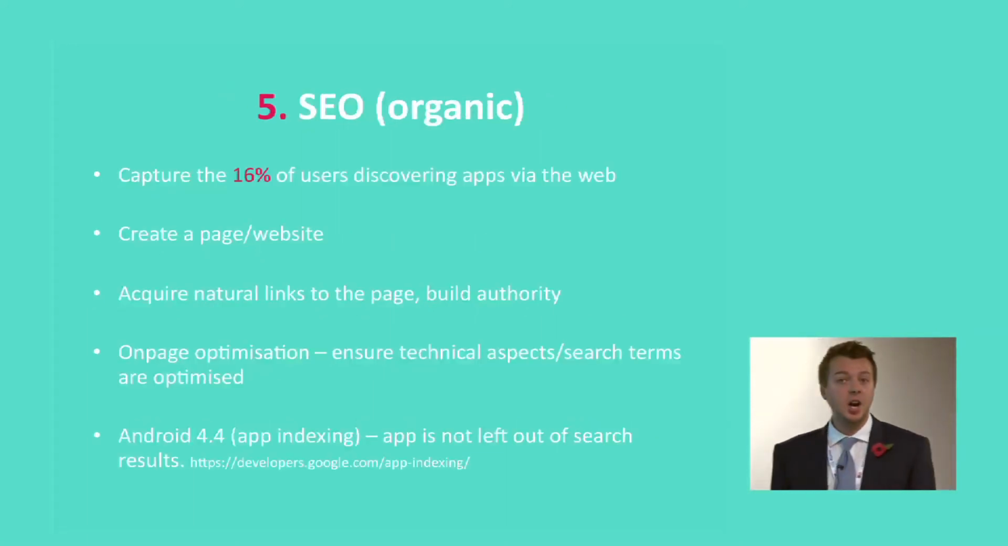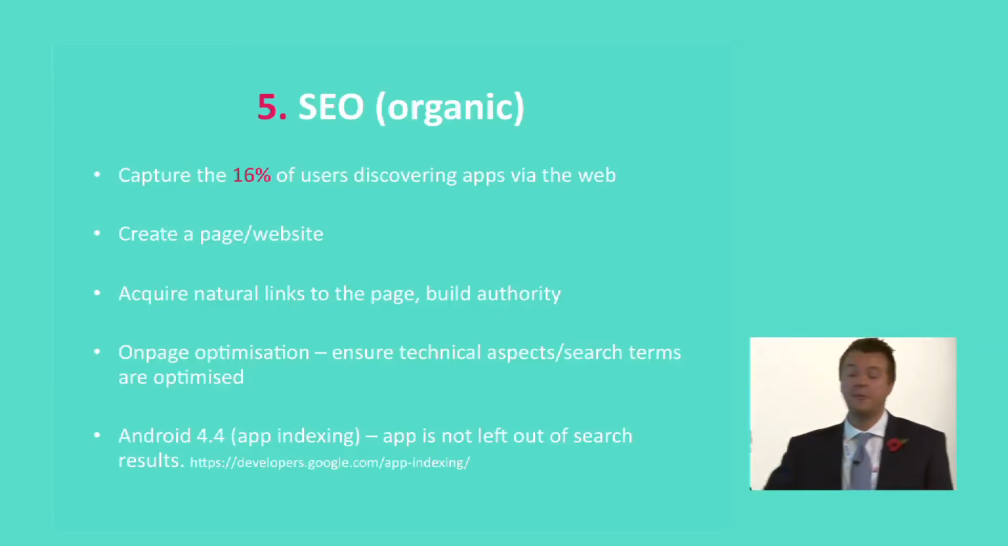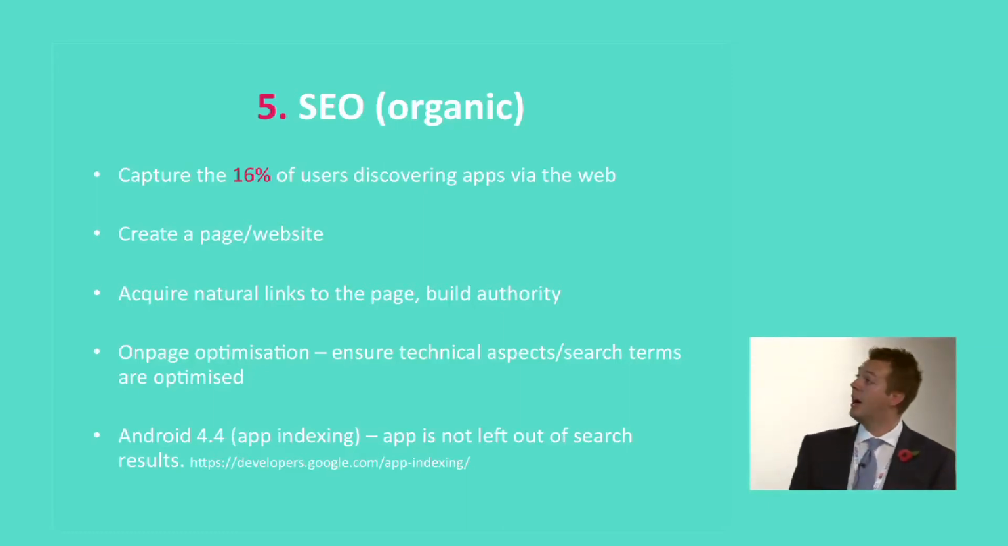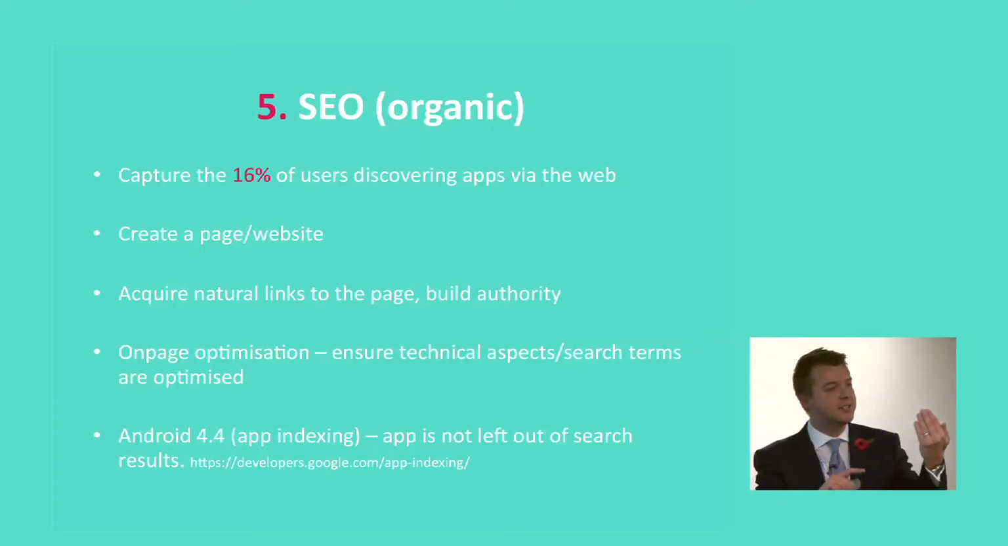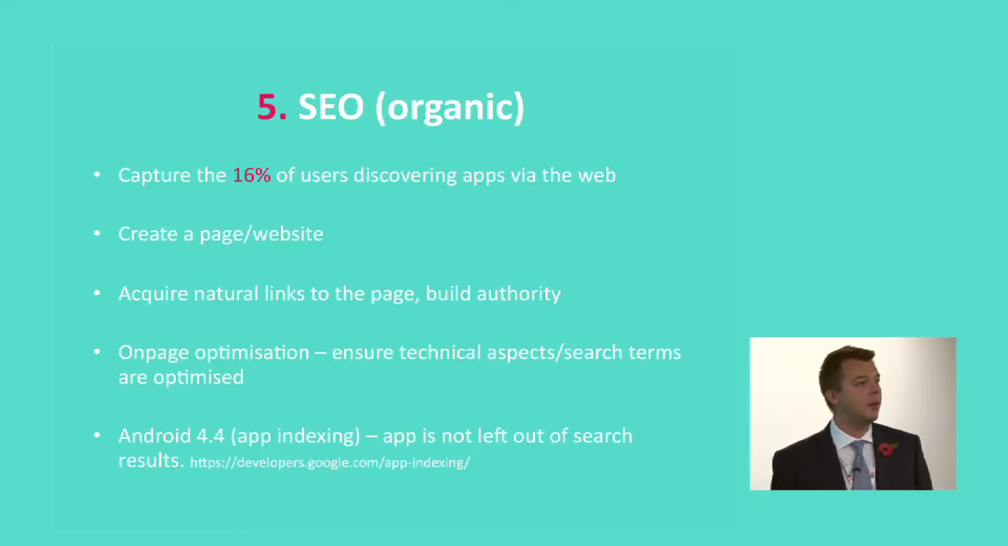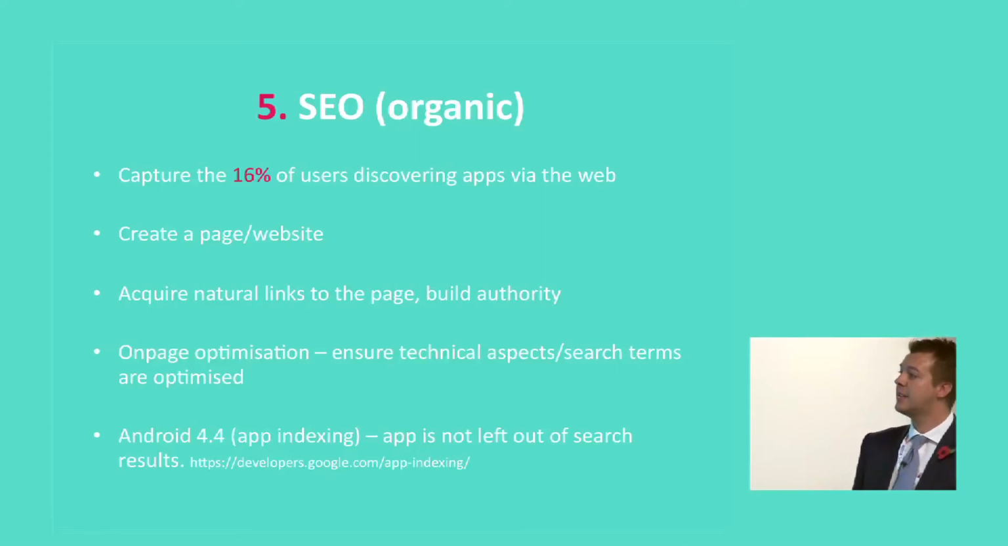Then we look at SEO, organic. SEO isn't just for websites, okay? It is for mobile applications as well. 16% of people find an app through the web. So why not create a website for your application? I have seen applications whereby they have created a website with just an image and some text. It's just totally pointless. Put an FAQ on there, put a feedback section. Make it engaging and interactive, and you can acquire natural links back to this.